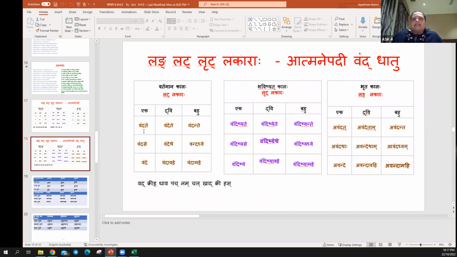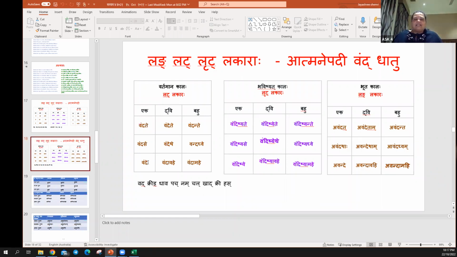We can't say vandati. Like latlakara, how it is: tiptah anti sipthah tha ami avah amah. But we can't say vandati, vandatah, vandanti. We have to say vandate, vandete, vandante. Vandase, vandethe, vandadhve. Vande, vandavahe, vandamahe. Right? That's why we say vande mataram.